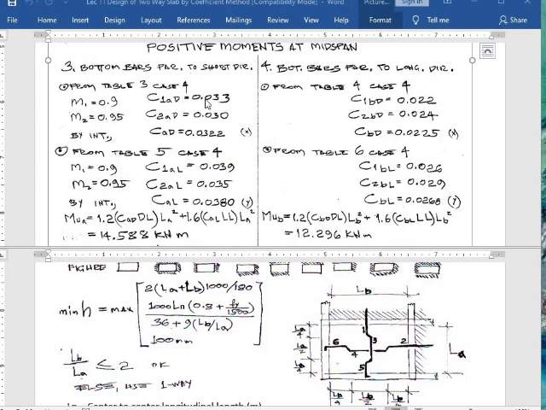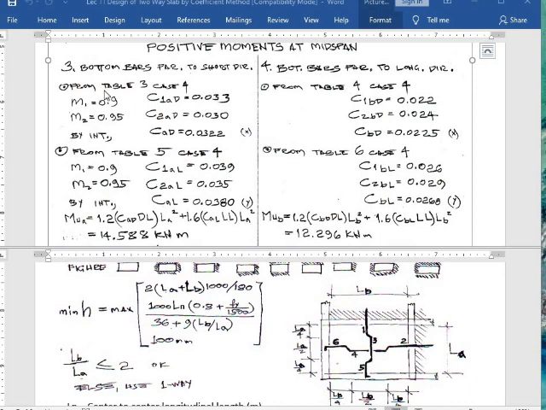Next is positive moments at midspan. So that is bars 3 and 4. Yan yung mga bakal sa gitna ng slab, yan yung mga bakal na nasa ilalim. Yung ginawa natin kanina, 1 and 2, yan yung mga bars na malapit sa surface ng slab. So positive moments, ito yung mga moment diagram na naka-curve upwards.